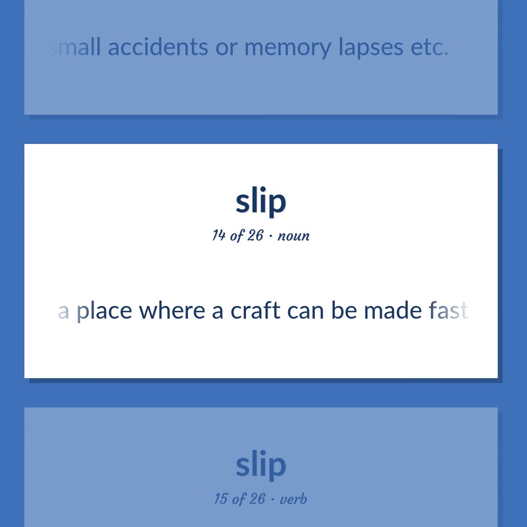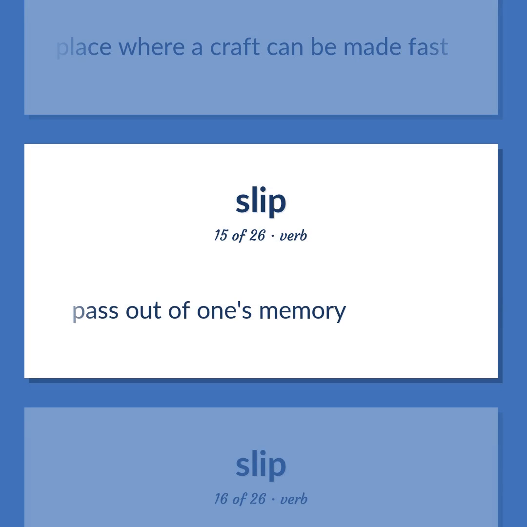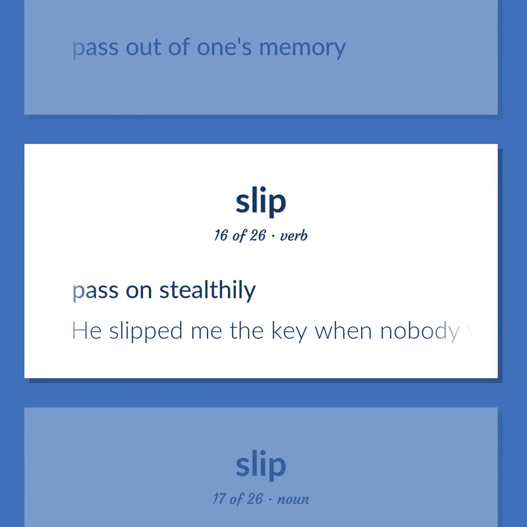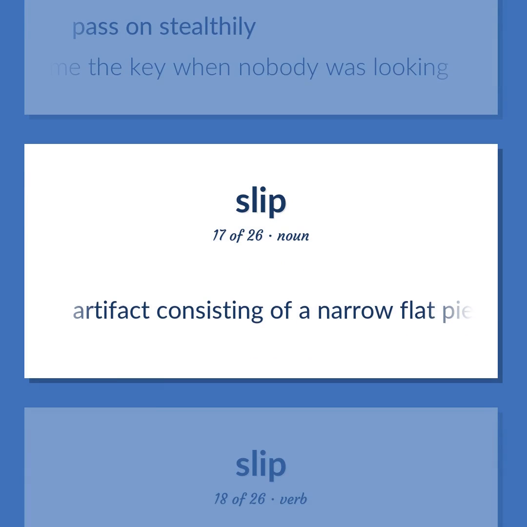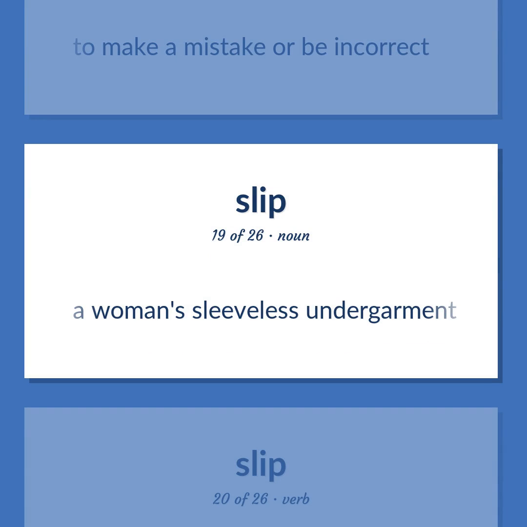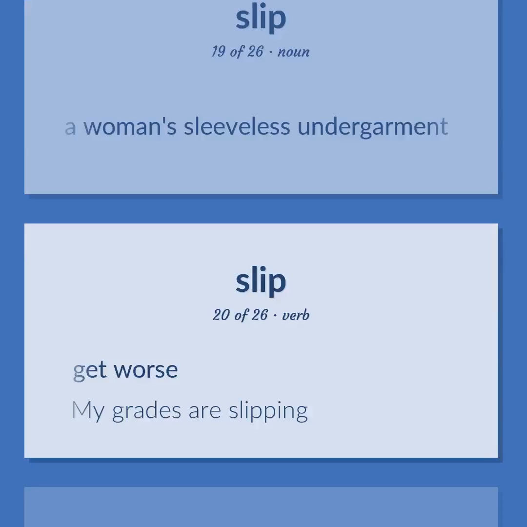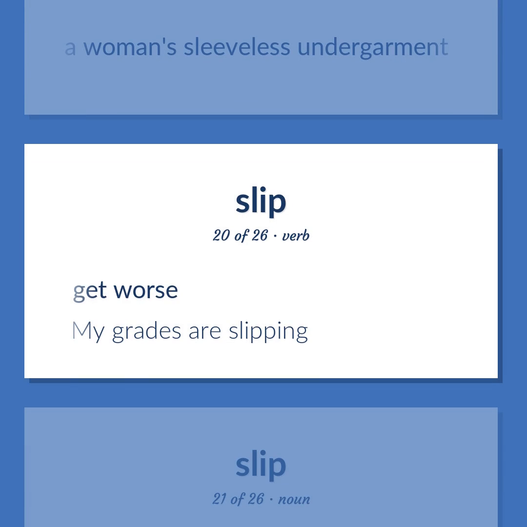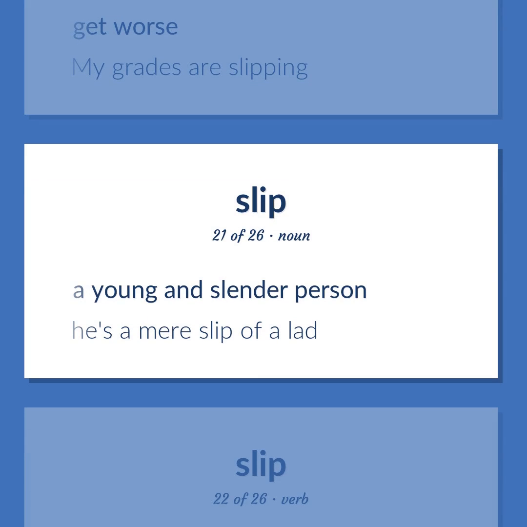A place where a craft can be made fast. Pass out of one's memory. Pass on stealthily. He slipped me the key when nobody was looking. Artifact consisting of a narrow flat piece of material. To make a mistake or be incorrect. A woman's sleeveless undergarment. Get worse. My grades are slipping. A young and slender person. He's a mere slip of a lad.